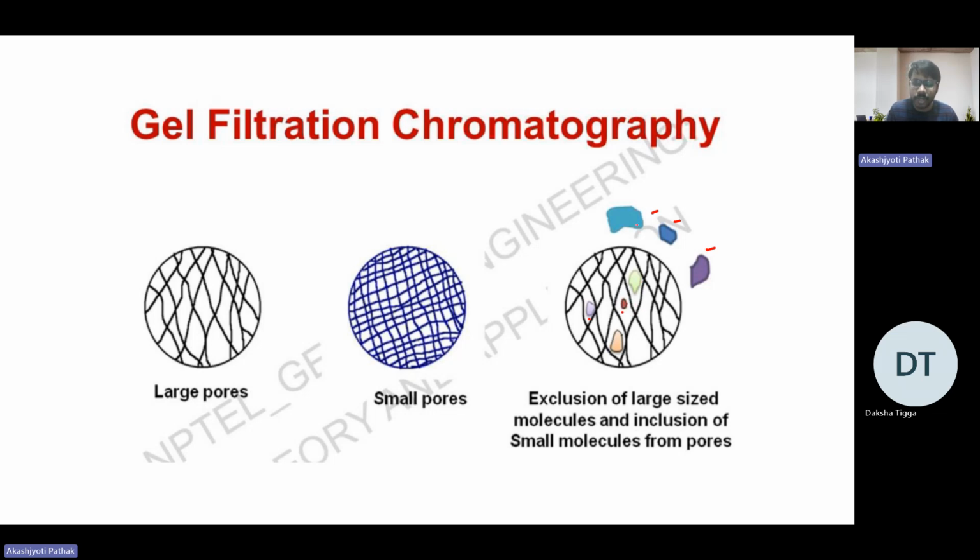So if you look at the size exclusion chromatography profile of a sample having these different types of molecules, how will it look?